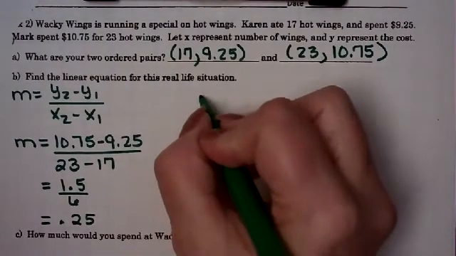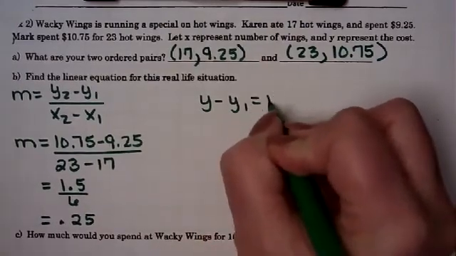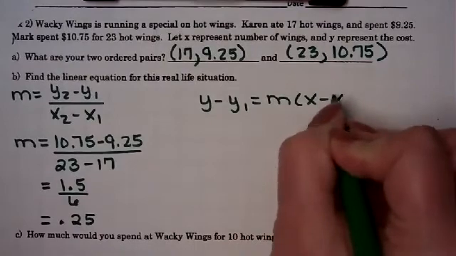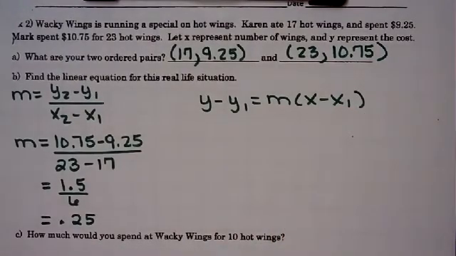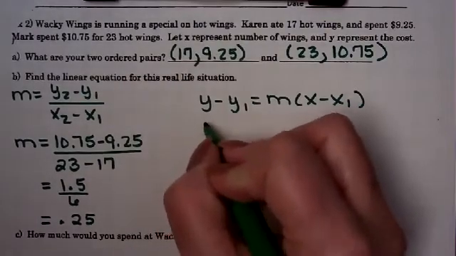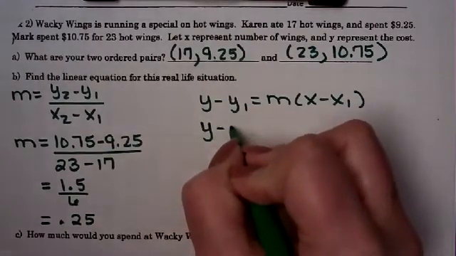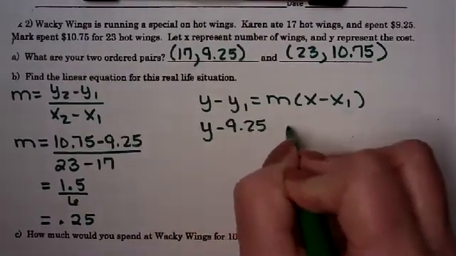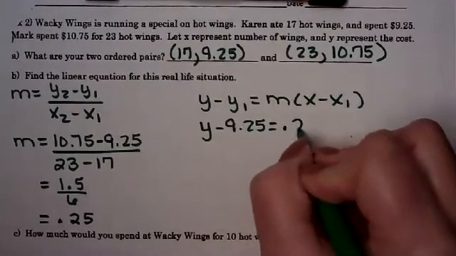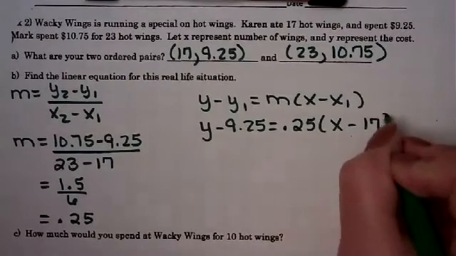Now, let's find our equation of our line. y minus y sub 1 equals m in parentheses x minus x sub 1. Now, you can pick and choose which point you want. I'm just going to pick Karen's because her numbers are smaller. That's the only reason. My mind just gravitates to those small numbers. So y minus 9.25 equals 0.25 times x minus 17.